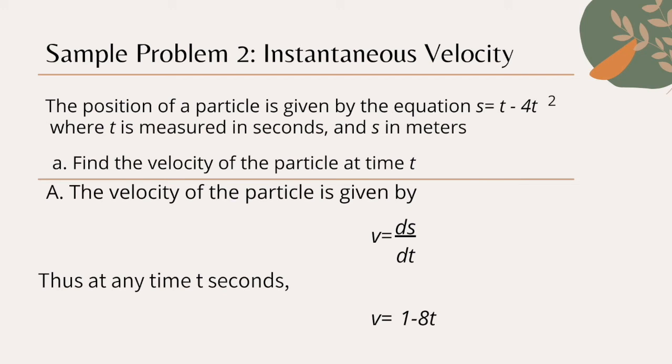For sample problem number 2, the position of a particle is given by the equation s is equal to t minus 4t squared, where t is measured in seconds and s in meters. The question is, find the velocity of the particle at time t. Well, the velocity of the particle is given by the equation v is equal to ds over dt, or simply take the derivative of the given function. Thus, at any time t seconds, v should equal 1 minus 8t. This function will be our reference function when we are asked.